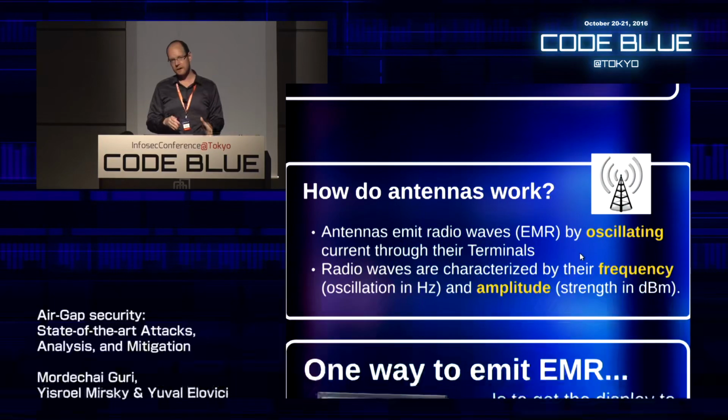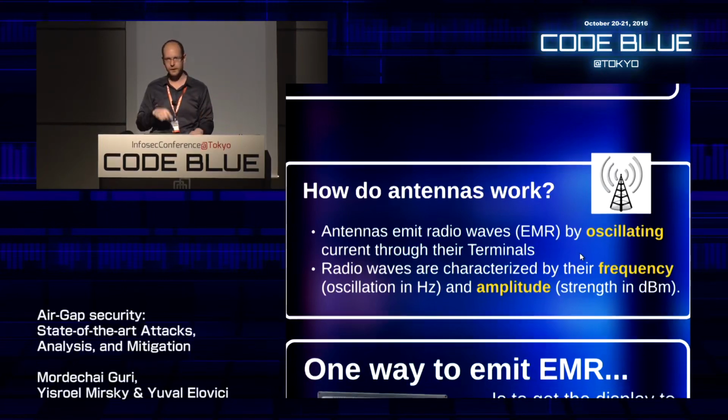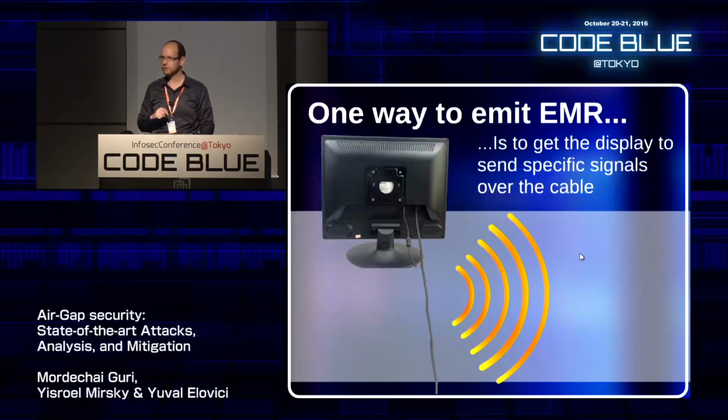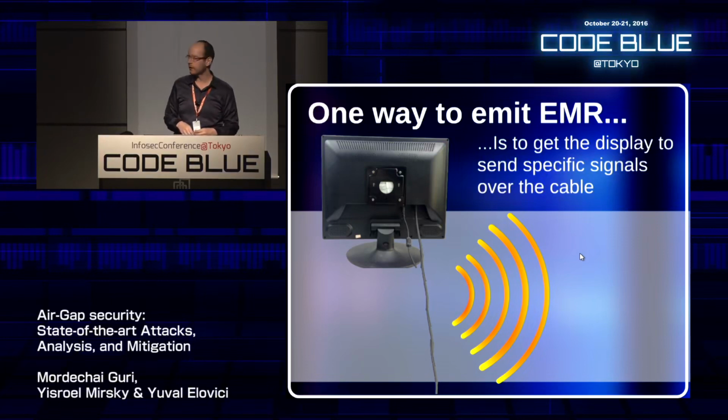So just a quick aside, how do antennas work? In order to emit electromagnetic radiation or radio waves, you basically have to oscillate current between two terminals. Radio waves are characterized by two properties: the frequency, how quickly they're oscillating, and their amplitude, how large the oscillations are.